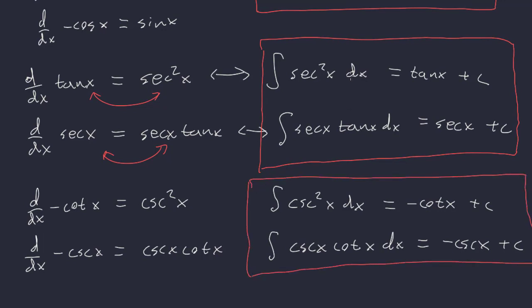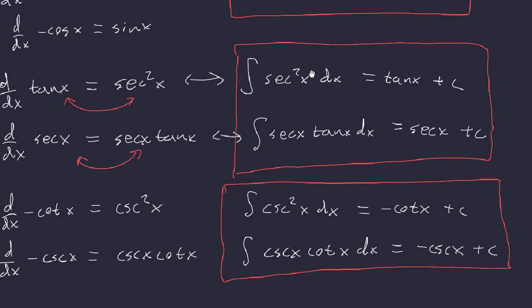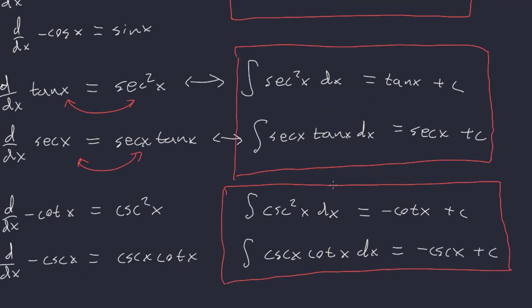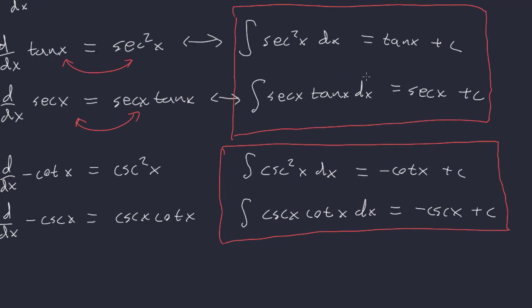Okay, it's the sine and cosine that flip for the integral, whereas here they don't. Okay, so again, I understand that these can be confusing. However, with some practice, hopefully it will start to get a little better.